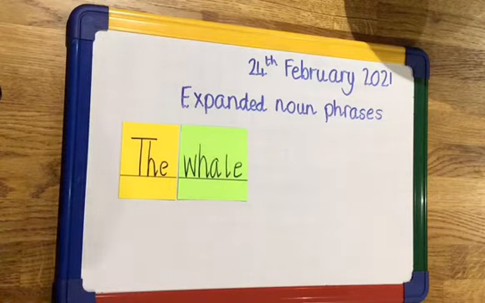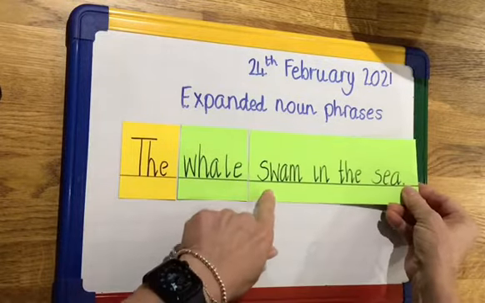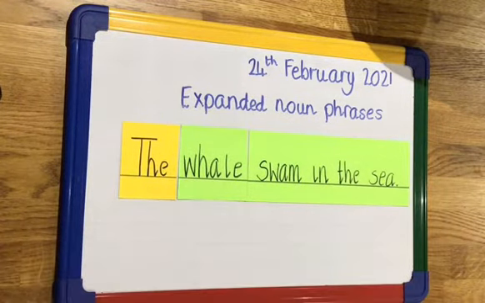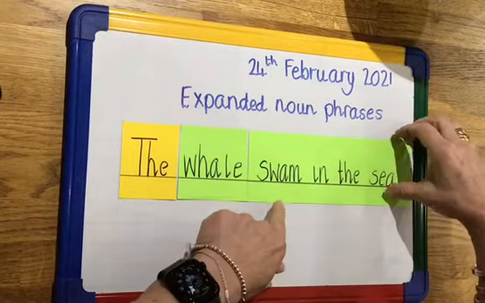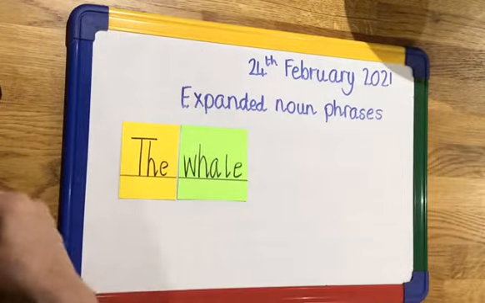If I want to make it into a sentence, I might say the whale swam in the sea. I've added a verb and I'm explaining what the whale is doing. So that's a sentence, but it's not a very exciting sentence. So I want to expand the noun phrase at the beginning of my sentence by adding some more detail. I'm just going to pop that out of the way for a moment.